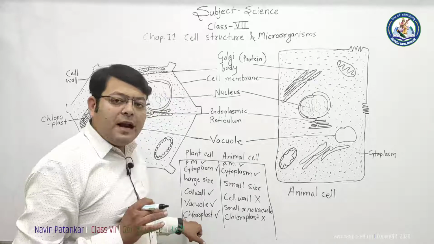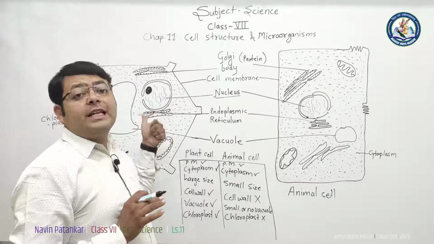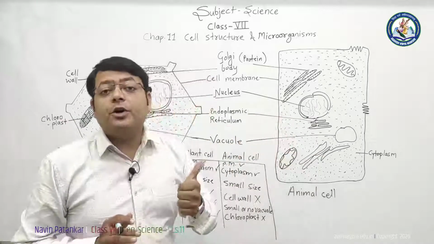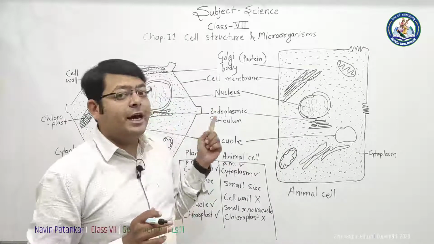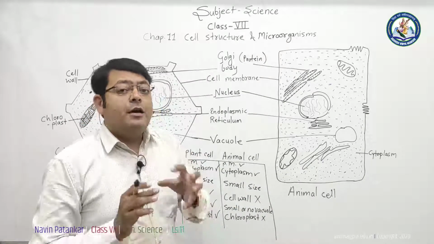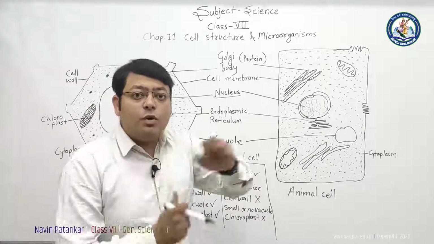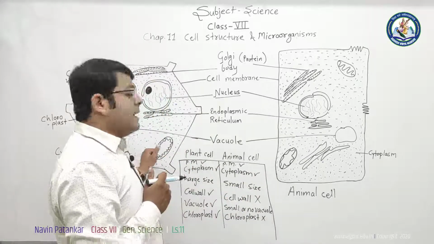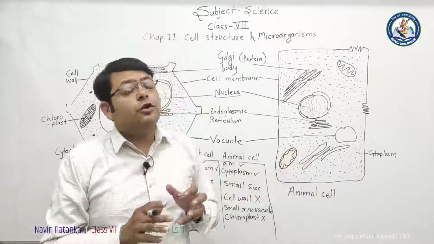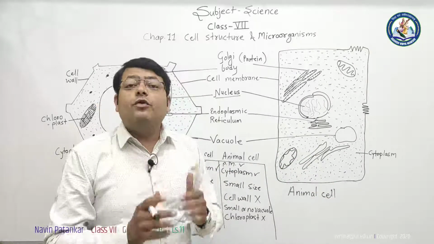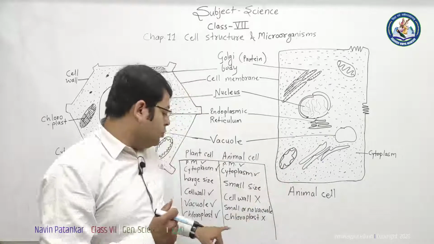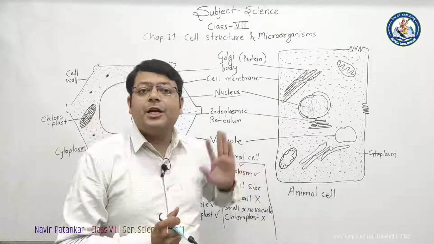Then chloroplast is present only in the plant cell, not in the animal cell. Why? Because we say that chloroplast is important when the photosynthesis process happens, by which plants prepare their own food. The chloroplast is important. Animals cannot prepare their own food, or they do not prepare their own food, so what is not present here? Chloroplast is not present.